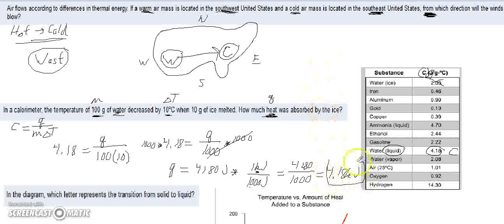So two kind of tricky parts in there. You need to know which mass to use, and then you need to convert from joules to kilojoules.